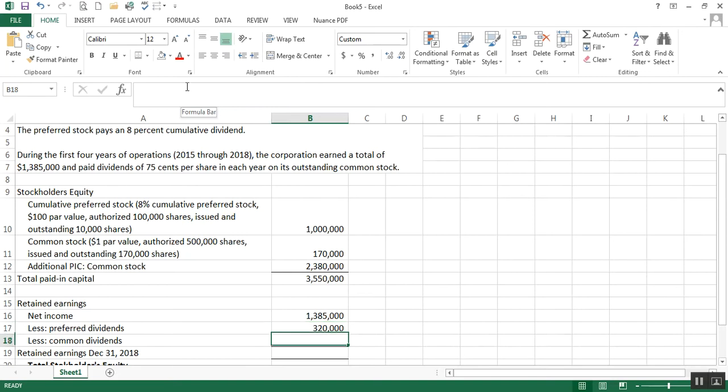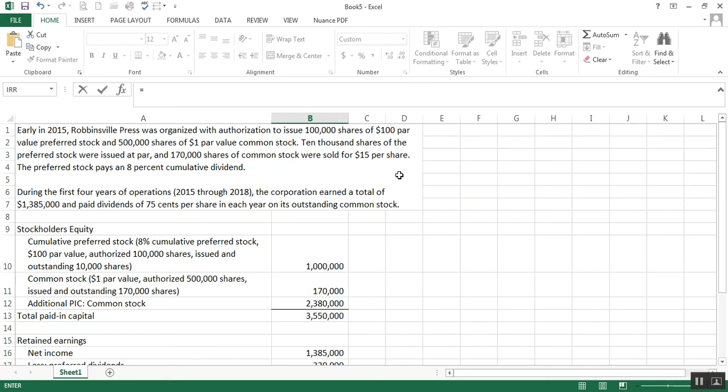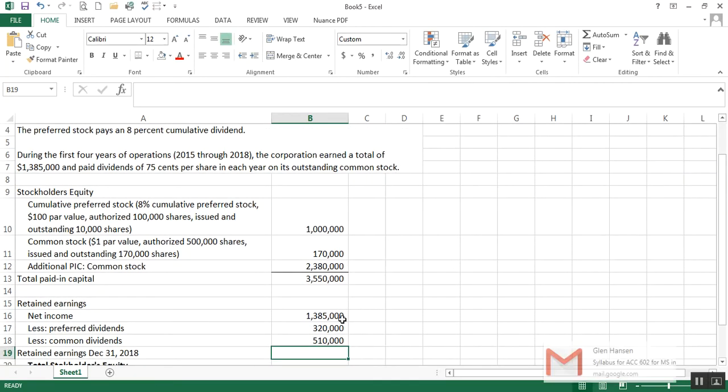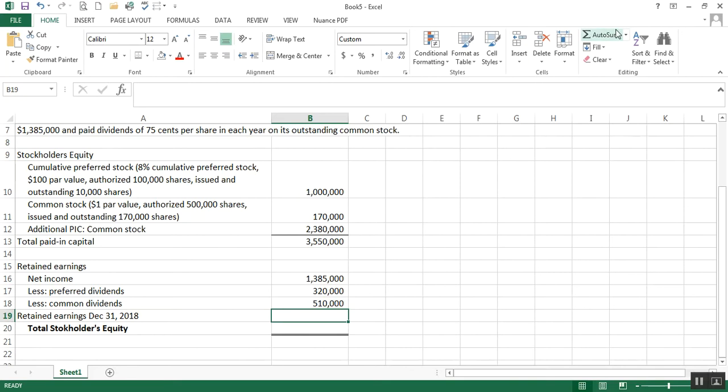Then for common dividends, I'm going to do 170,000 shares outstanding times 75 cents per share times 4 years. Okay, gives us 510. And again, I'm going to use the sum formula to add those up, and then my total stockholders equity is going to be my retained earnings plus my total paid-in capital for $5.76 million.